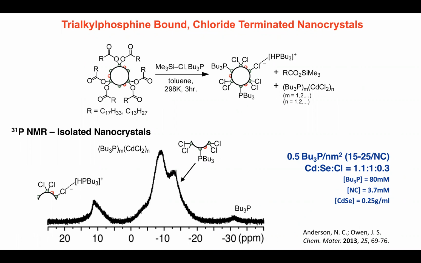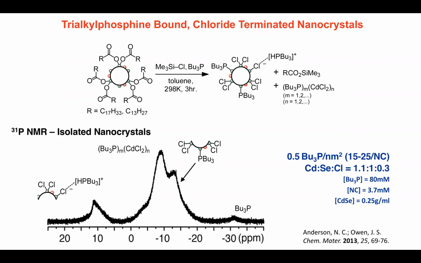And in the presence of tributylphosphine, one obtains a tributylphosphine complex nanocrystal. But the other thing that forms is tributylphosphonium chloride. Okay, so now you have a situation where you have phosphines and phosphonium ions and chloride ligands. And the only way to know that you have this is to be able to distinguish phosphonium from phosphine. And that's not that straightforward unless you have phosphorus NMR.